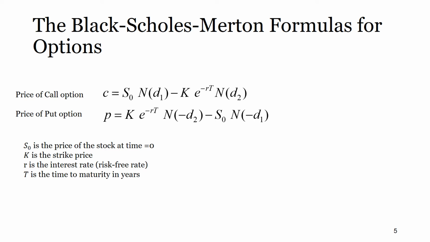The symbols here are common to both formulas. It doesn't matter if you're pricing a call or a put, the letters are the same. They're just organized in different ways. So all you have to do is understand the letters and you can price any type of option. So S0 is the price of the stock at time 0, which is today.